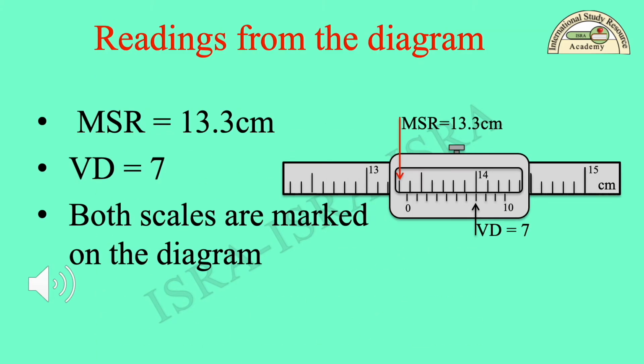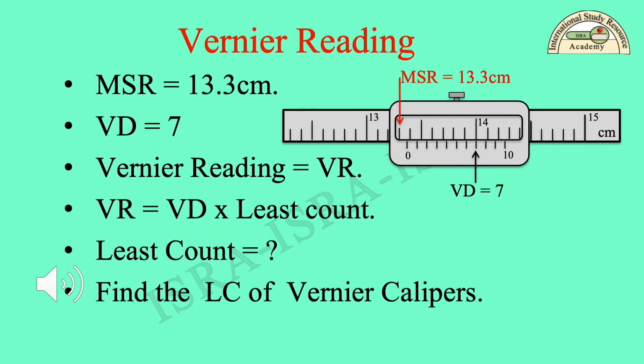Reading from the diagram, MSR is equal to 13.3 cm. Vernier division VD is equal to 7. Both scales are marked on the diagram. Vernier reading. You know the following directly from the diagram. MSR is equal to 13.3 cm. VD is equal to 7.